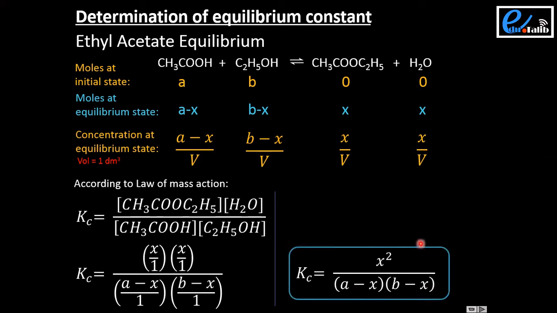Just by knowing the initial moles of the reactants, that is A and B, and the consumed moles, or the number of moles formed of one of the products, we can easily calculate the Kc value.